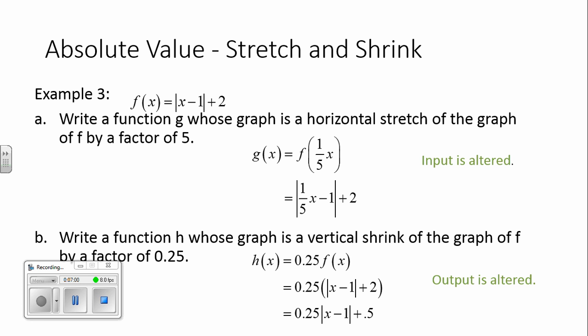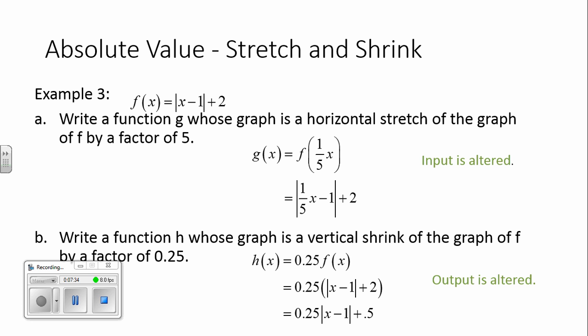Let's do a little with stretching and shrinking. We'll stick with the absolute value idea. So f of x starting out with absolute value of x minus 1 and then plus 2. So again, for this particular problem, if you're thinking of your V shape, it would move it right 1 and up 2. So you'd have a V opening up with its vertex at 1, 2. So part A, write a function g whose graph is a horizontal stretch of the graph of f by a factor of 5. Okay, so whenever you're trying to affect the graph horizontally, then it's the input, the x value, that you're going to have to alter.